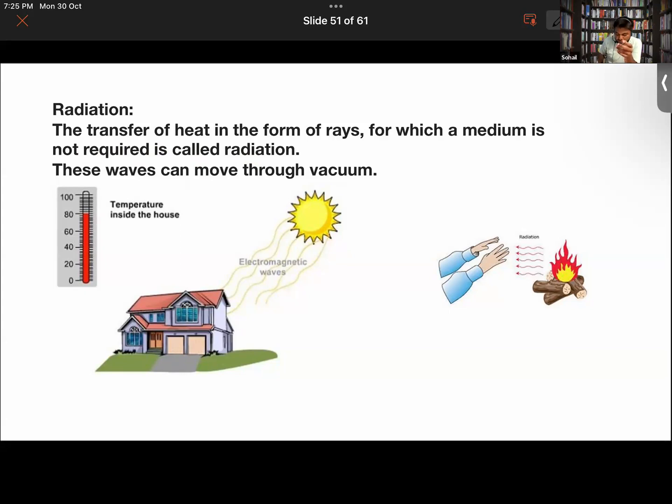And now if I were to talk about conduction, if I were to talk about convection, and if I were to talk about radiation, out of all three, radiation is the fastest mode of transfer of heat from a hot body to a cold body.